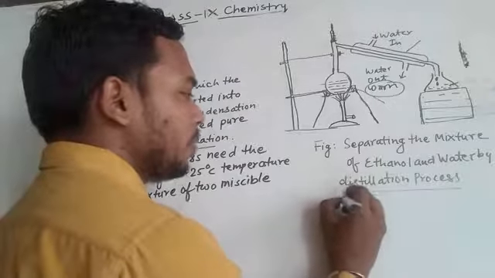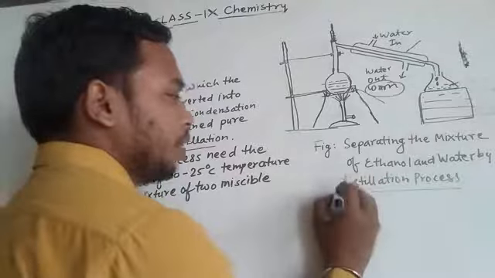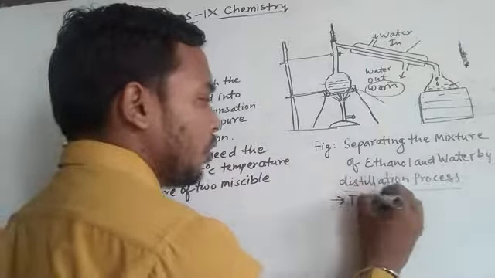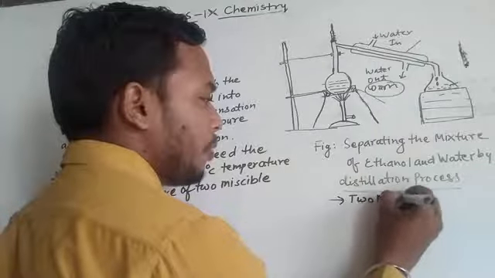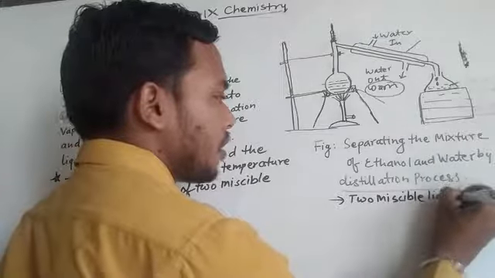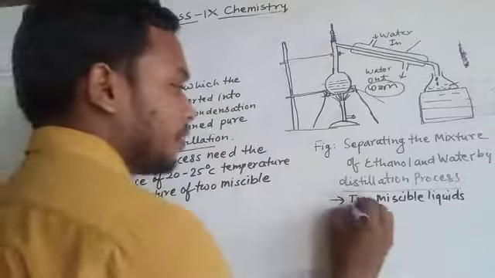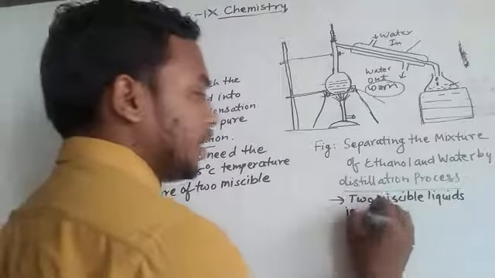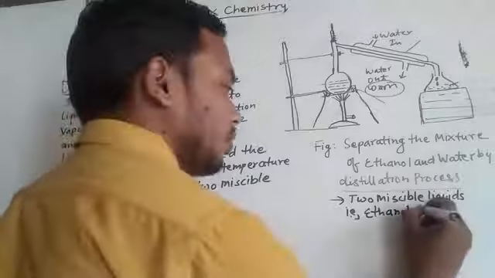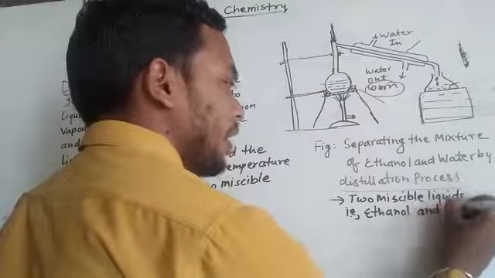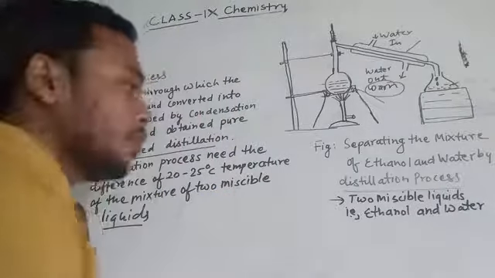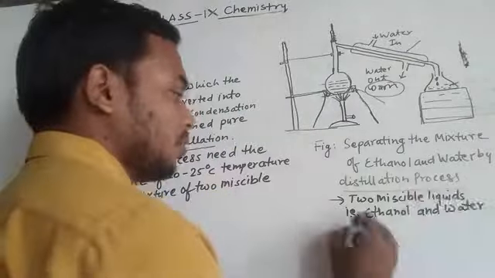You have a mixture that you are going to separate. The mixture is two miscible liquids, that is ethanol and water. So first we know about the temperature of ethanol and water.